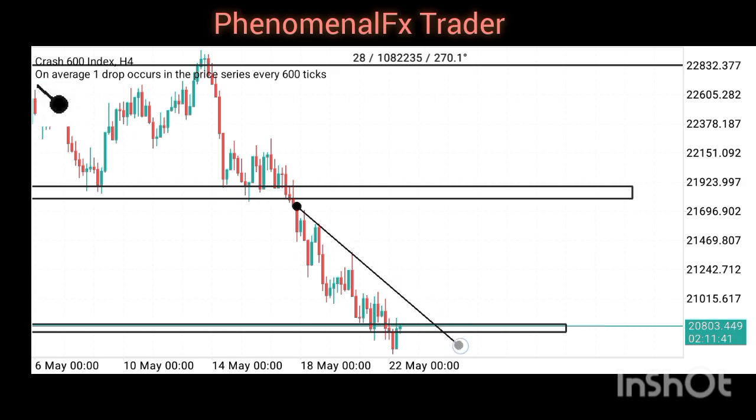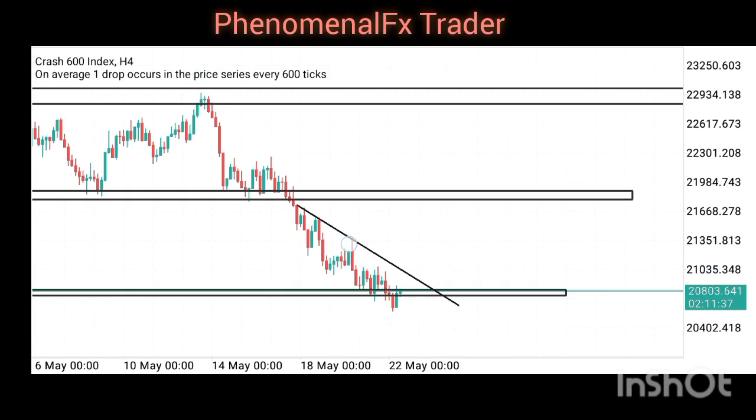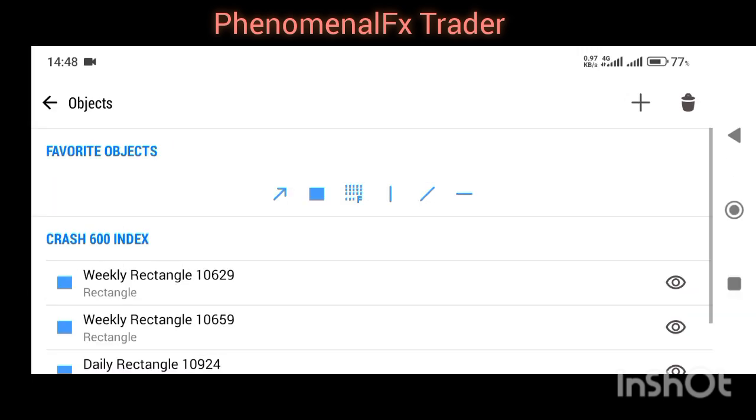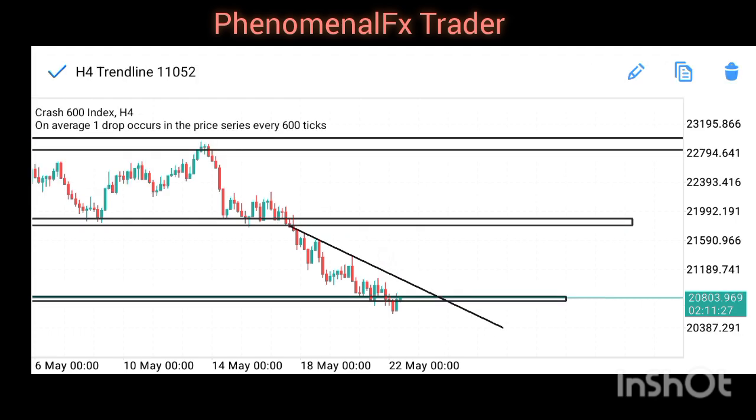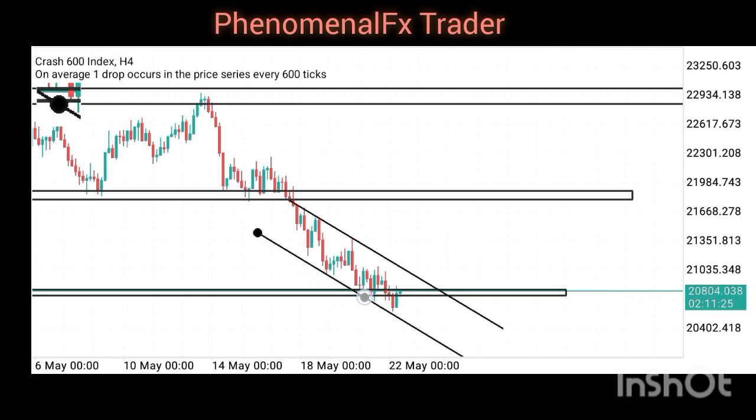Okay, so this is a trend line right here, and with this trend line we can just duplicate it. Oh, I'm sorry, I mistakenly deleted the trend line. All right, so this is our trend line. Then I can just duplicate it to see the impulsive correction clearly.